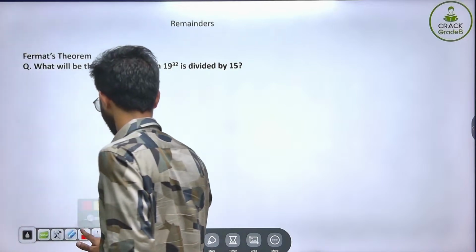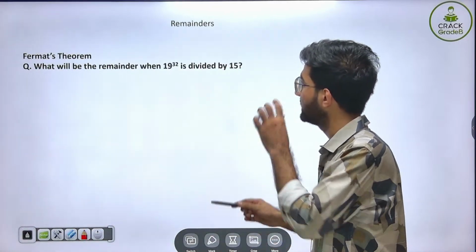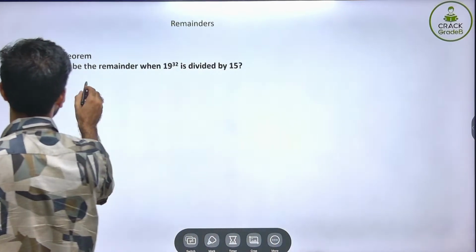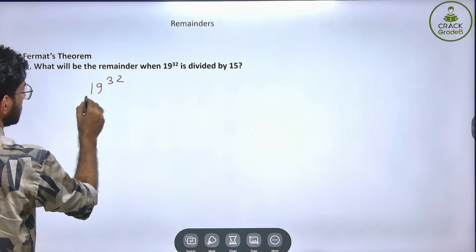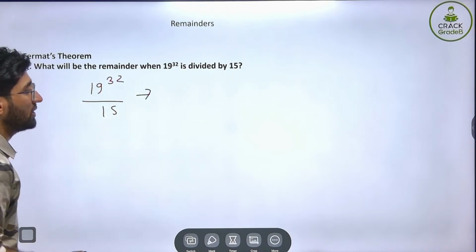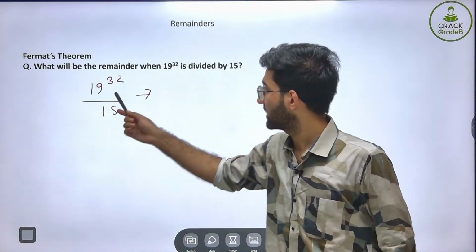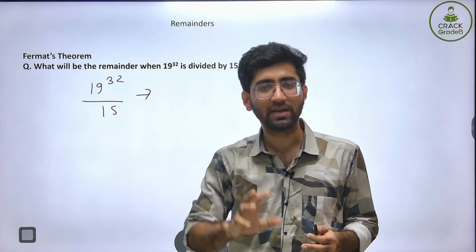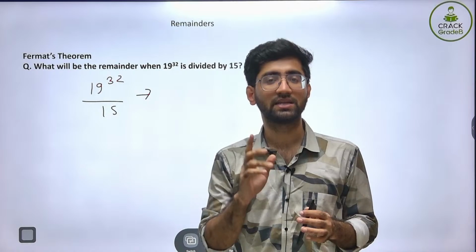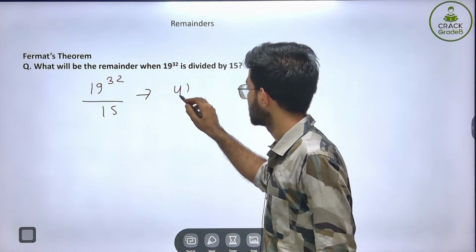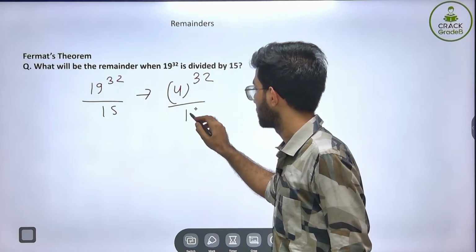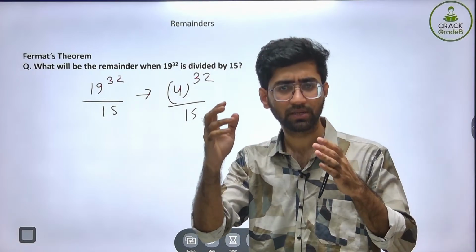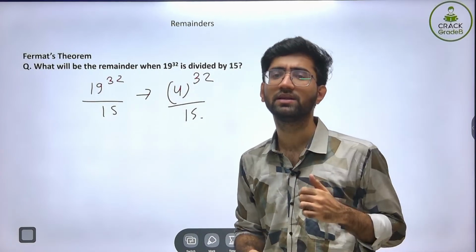Now the question is, what will be the remainder when 19 to the power 32 is divided by 15? Okay, we have to find the remainder when 19 to the power 32 is divided by 15. I told you in yesterday's lecture that if you see this kind of question, 19 is greater than 15 and you will get a remainder. If you divide 19 by 15, you will get a remainder that is equal to 4. So basically this question is 4 to the power 32 by 15. You can solve this question by using the simple concept of remainder of powers that we learned in yesterday's lecture.